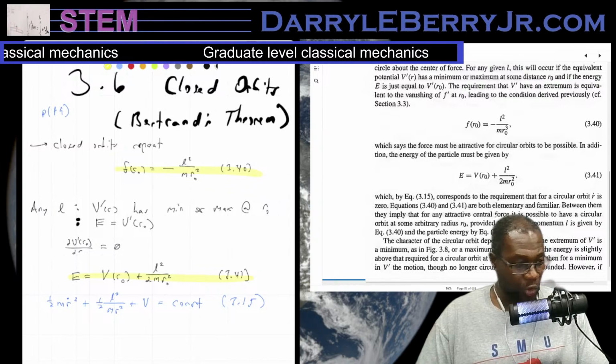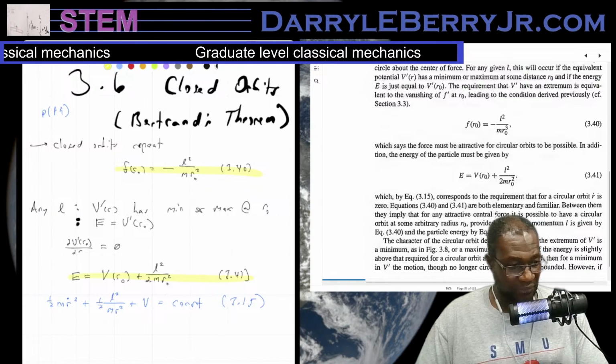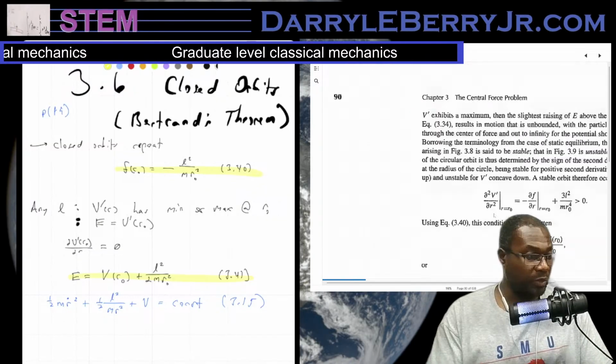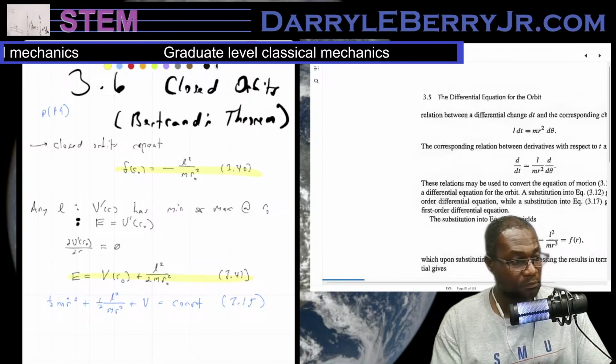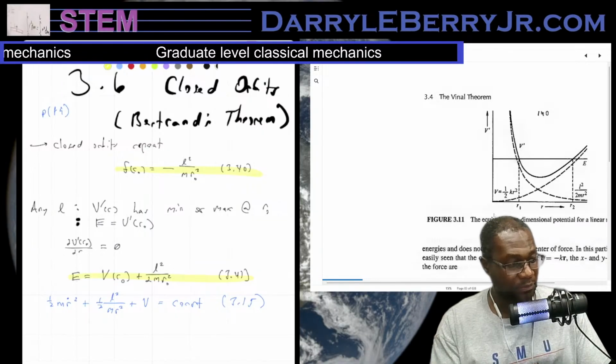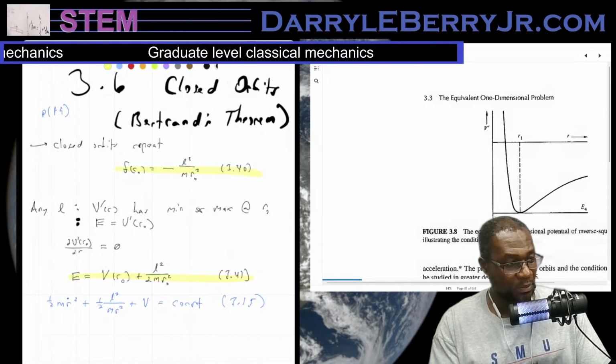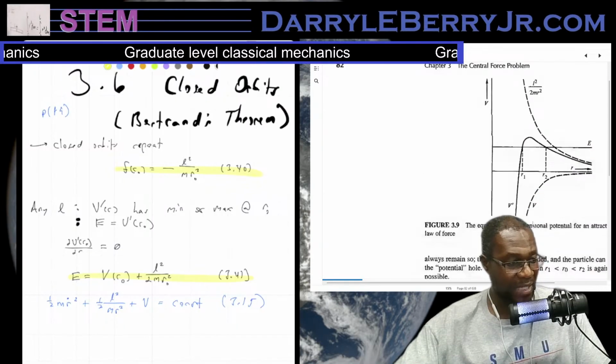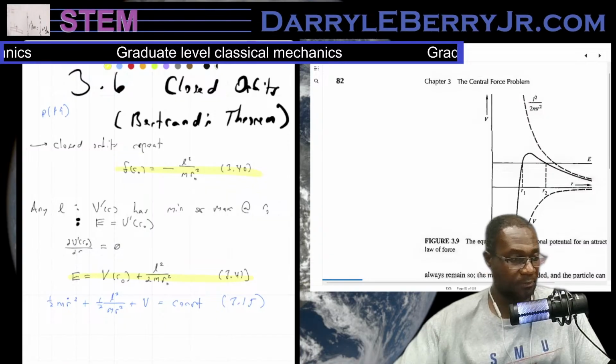The character of the circular orbit depends on whether the extremum of V prime is a minimum, as in figure 3.8, or a maximum, as in figure 3.9. So 3.8, it's a minimum. And 3.9, it must be the curve upside down. Yep. All right.